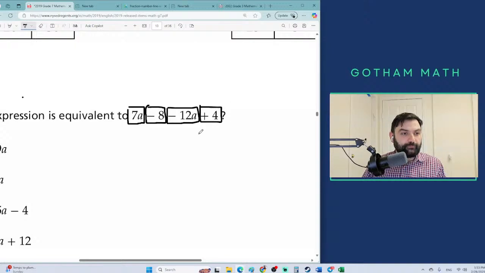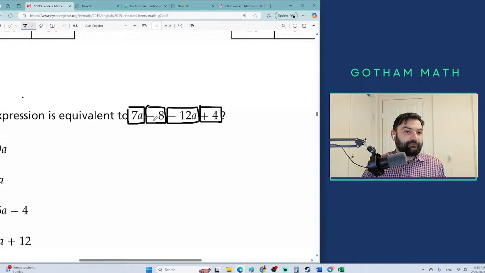How do you know if it's negative? Because there's a minus in front. Sorry, yeah. +7a, -8, -12a, +4. But can it be like -7, -8? Yeah, in the beginning it will be -7a.